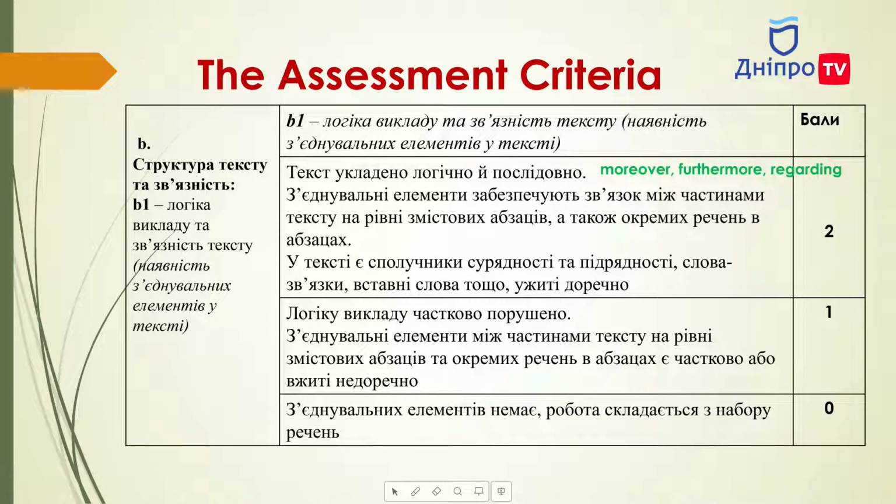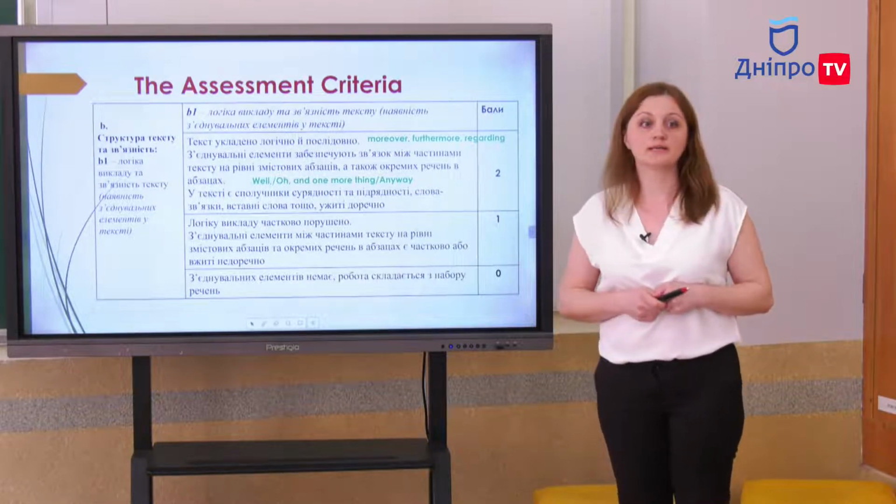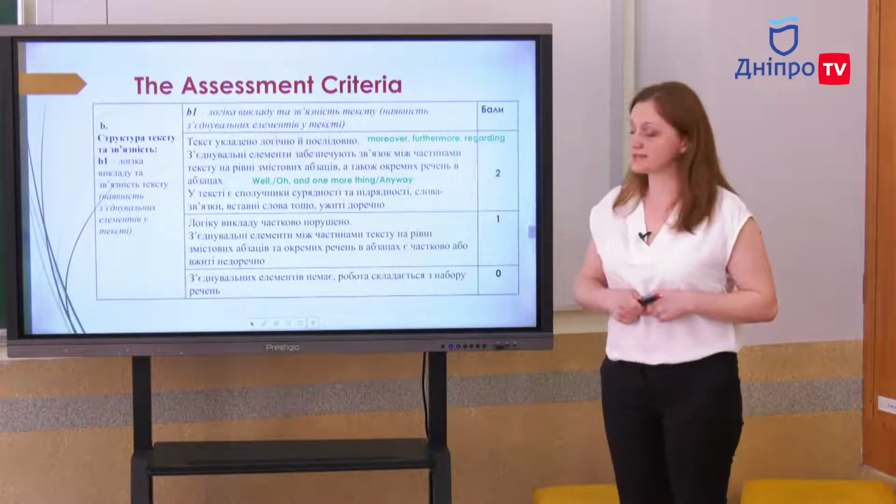As for the formal letter, it is good to use moreover, furthermore, regarding, on the one hand, on the other hand, but do not use such as well, oh, and one more thing, anyway, and use them for an informal letter. As for the semi-formal letter, you can use a mixture of formal and informal linking phrases. Remember to pay attention to the usage of such words as conjunctions and expletive words.